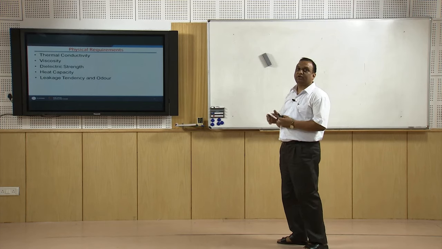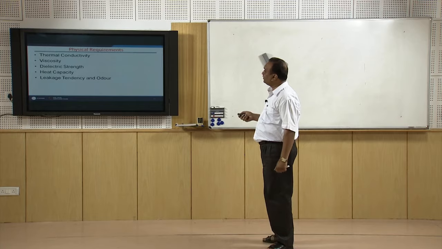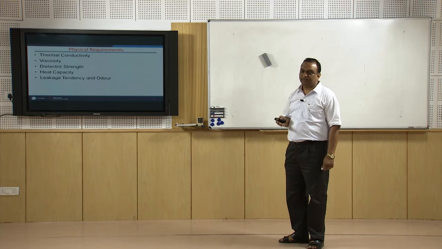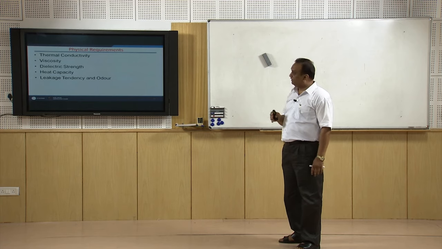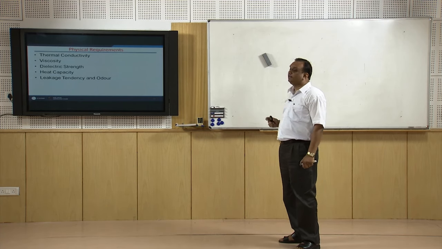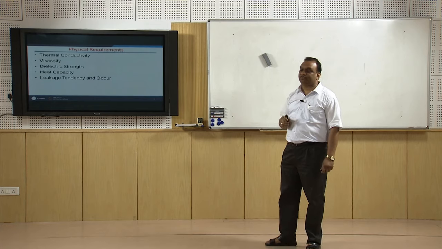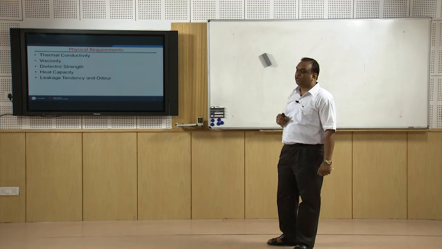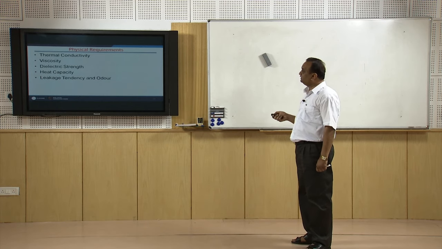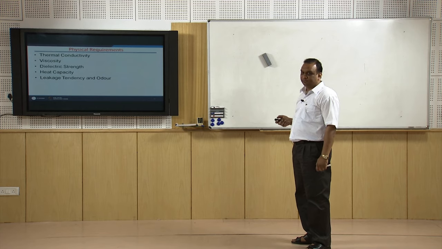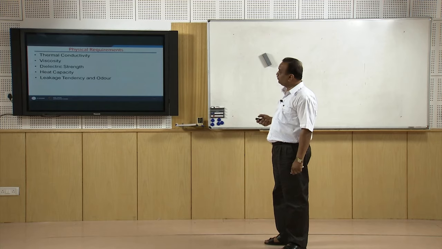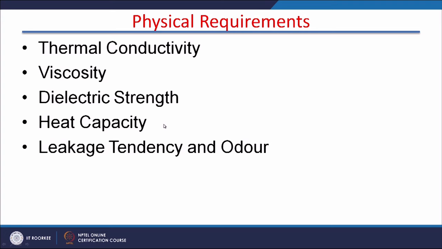Now, there are certain physical requirements for a refrigerant: thermal conductivity, viscosity, dielectric strength, heat capacity, leakage tendency. The refrigerant should have very high thermal conductivity, viscosity should be low, and it should have good dielectric strength, because in a small capacity system, refrigerants are also used for cooling the compressor. Heat capacity has to be low. Heat capacity is sensible heat capacity, which means the value of Cp. Cp has to be as low as possible for a refrigerant.